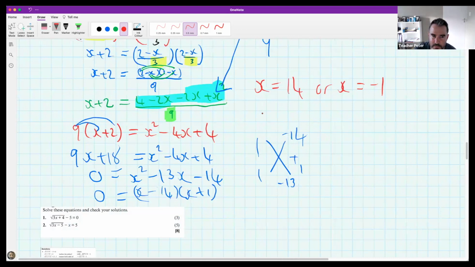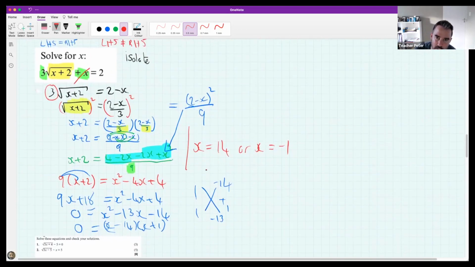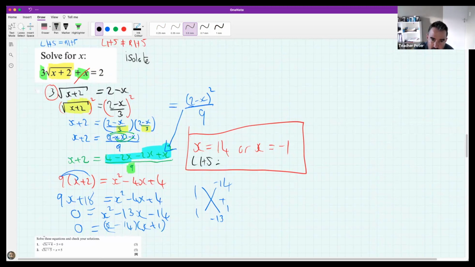So now that was quite a long question. Although it doesn't have to, I probably made it a bit longer than it needed to be. So let's check. 14 plus 2 is 16. 16 square rooted is 4. 4 times 3 is 12. 12 plus 14 does not equal 2. So from the check that I just did, this answer is not valid. And so I need to reject it.